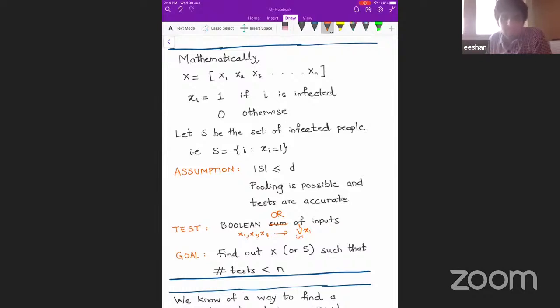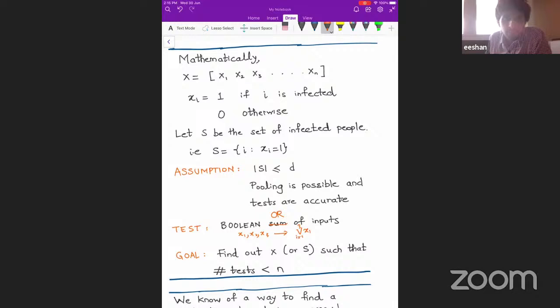Now, let's say we have some extra piece of information, tied to what we call the positivity rate. I tell you that at most d people are infected in this set of n people. Can I do something better? Also, I'm allowed to pool tests. Instead of testing x1 individually and x2 individually, can I pool the swabs, the samples from x1 and x2, test them together and see their output?